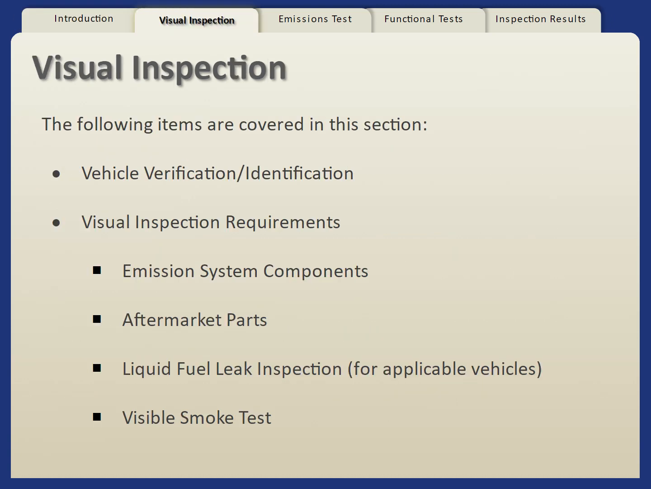During the visual inspection, the inspector identifies the vehicle being tested and checks that the required emission control systems are on the vehicle and properly operating. Some vehicles may have aftermarket performance parts that need to be inspected for Air Resources Board certification and correct executive order number. The inspector is also required to check for liquid fuel leaks for applicable vehicles. The visible smoke test for gasoline engines consists of a visual inspection of a vehicle's engine crankcase and tailpipe for signs of smoke while the engine is at idle and during a BAR-specified snap test. The BAR snap test will be discussed later in this presentation.